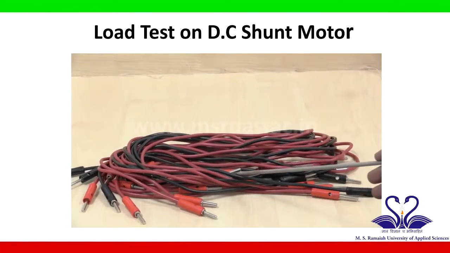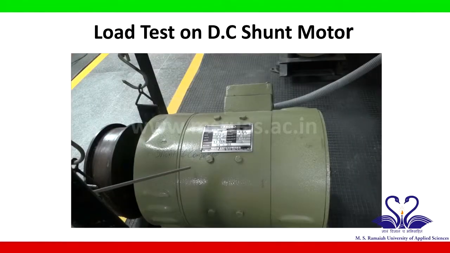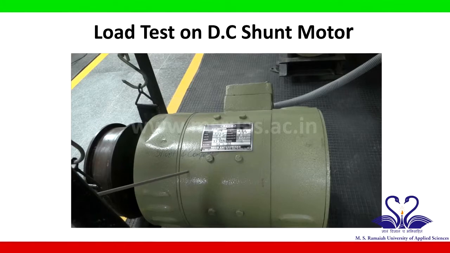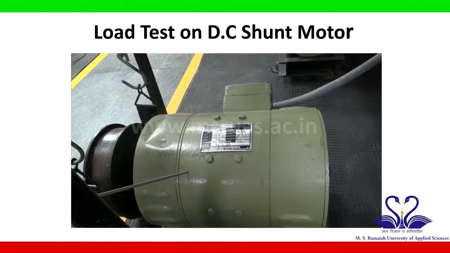This is the DC motor setup. The nameplate details of the DC motor are: the rated current of the motor is 15.17 amperes, the rated speed of the motor is 1500 rpm, and the rated voltage of the motor is 230 volts.